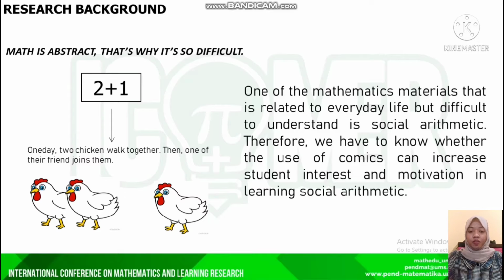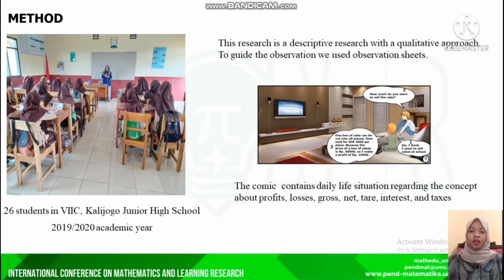Student interest and motivation in class can be seen based on student activeness in the learning process. Therefore, the research examined whether comic can increase student interest and motivation in learning social arithmetic.